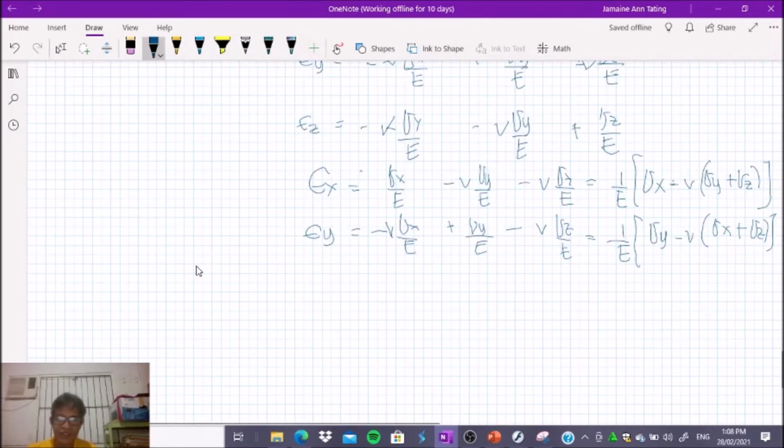Okay, so we have strain in z will be equal to negative v sigma x over e plus this, negative, sorry, it will be negative.